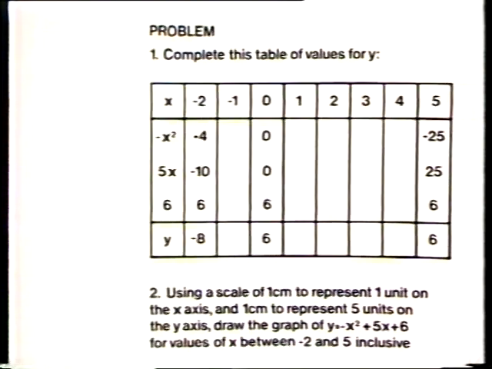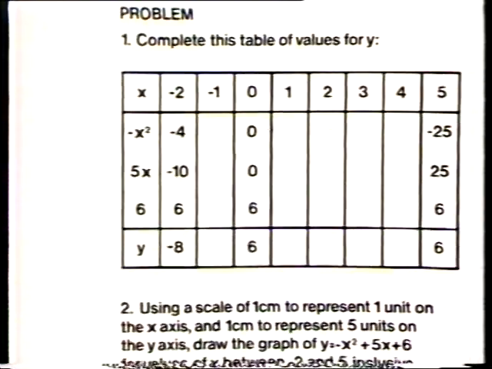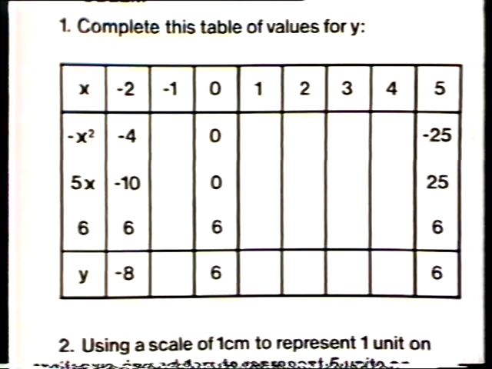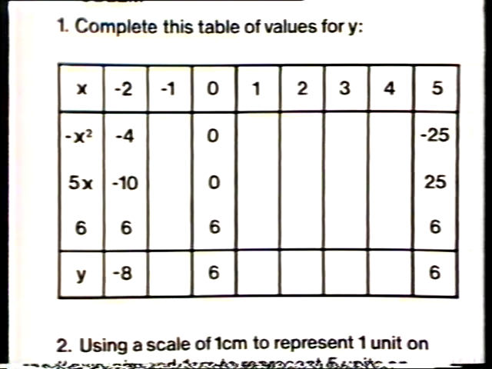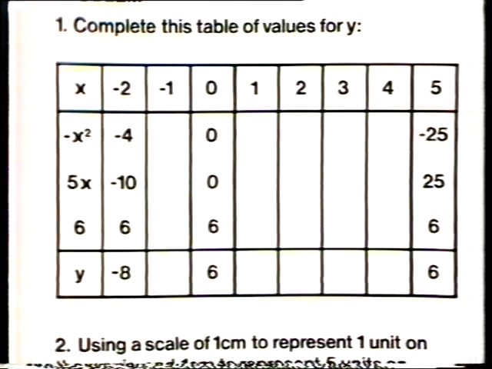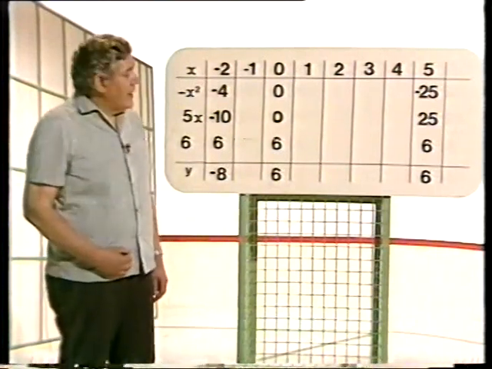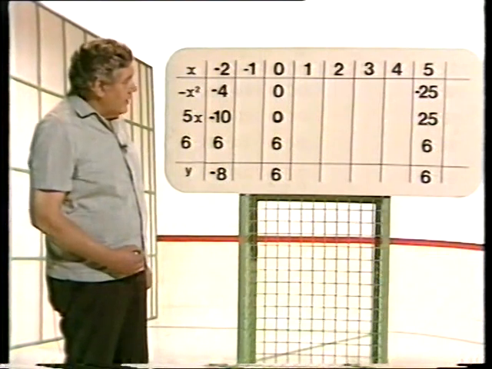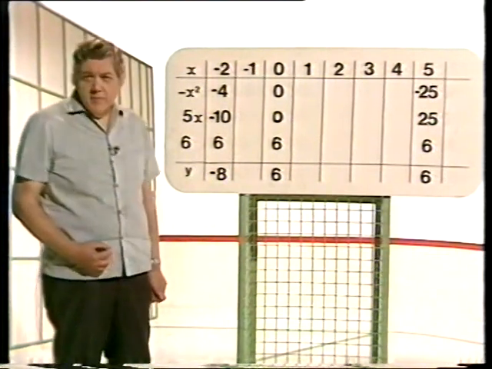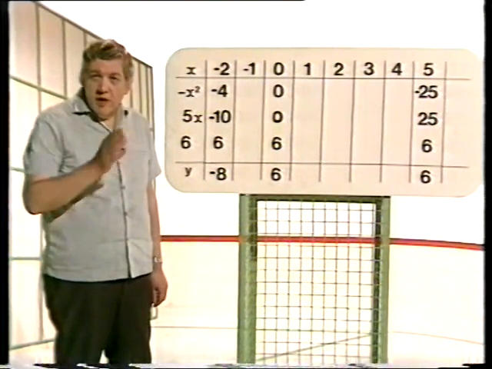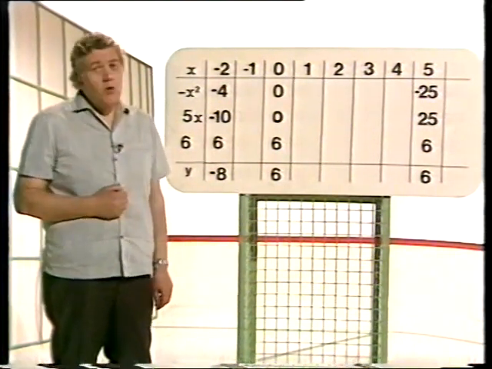Here is our problem again. That is our table, and if we look down the left-hand side, we can see that the equation we must have been using is y equals minus x squared plus 5x plus 6. The table has been left incomplete. This time we have an equation, and if we complete this table, then we should be able to draw the graph. So that means that we have to do some arithmetic, we have to draw the graph carefully, and then all should be well.